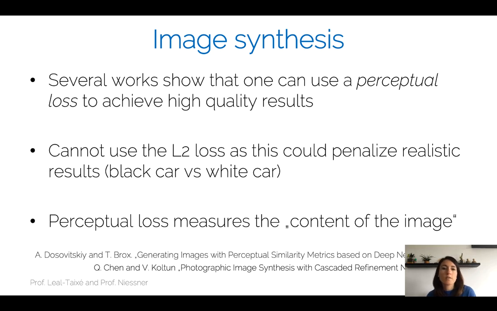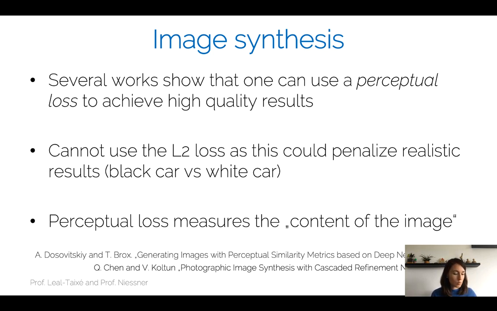Well, it turns out that several works have now been using what is called the perceptual loss to achieve very high quality results when generating images without generative adversarial networks. So the question is, why can I not use the normal L2 loss for image reconstruction, for example?